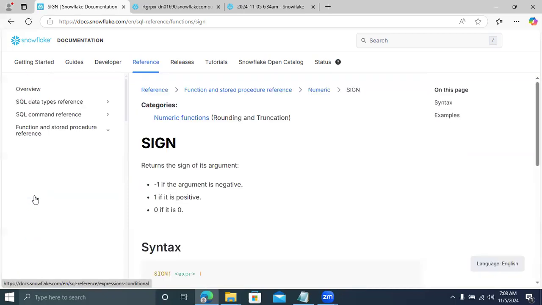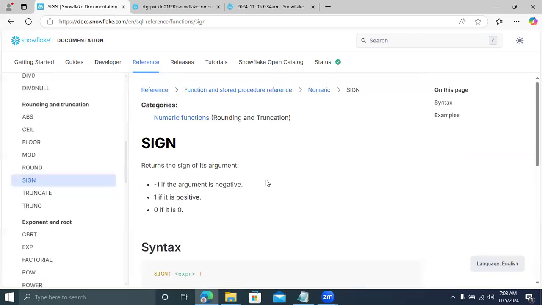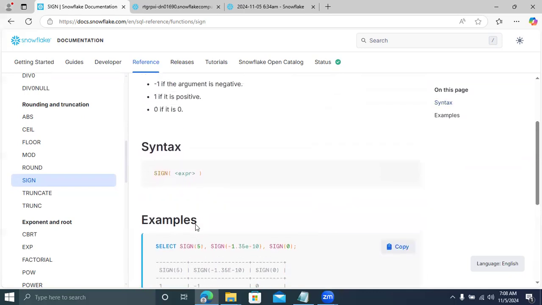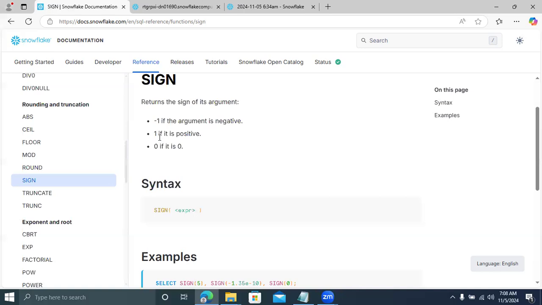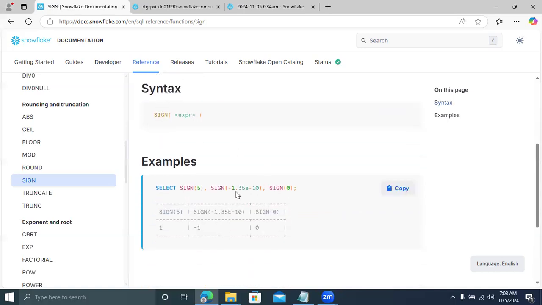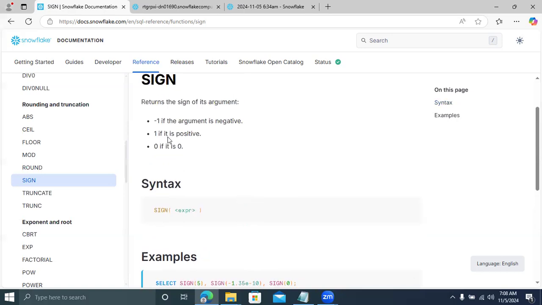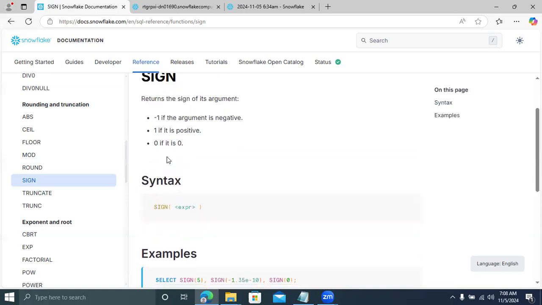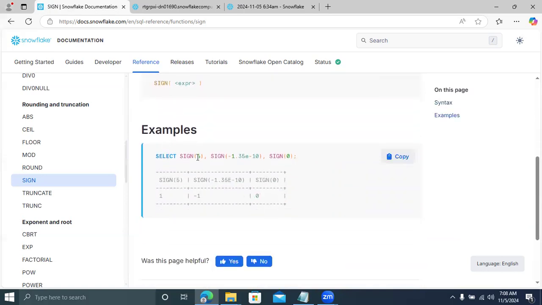It's very, very simple. The sign function is going to return the sign of its argument. Now, I'm passing 5. Though it's a positive value, it's going to give 1. For a negative value, it will give minus 1. And then for 0 value, it gives 0. If you give any positive value, it's going to give plus 1. If you pass any negative value, it's going to give minus 1.